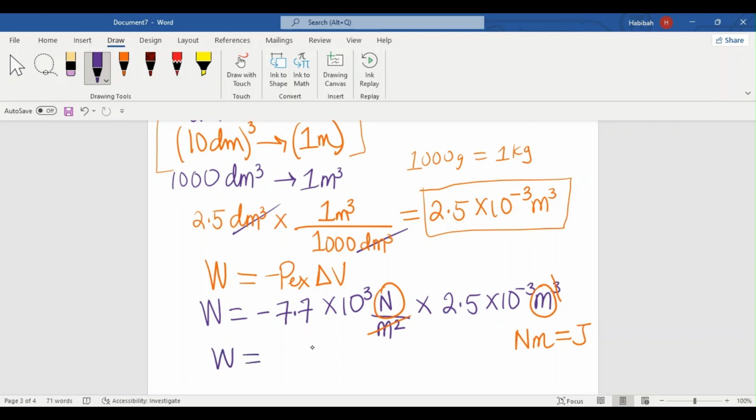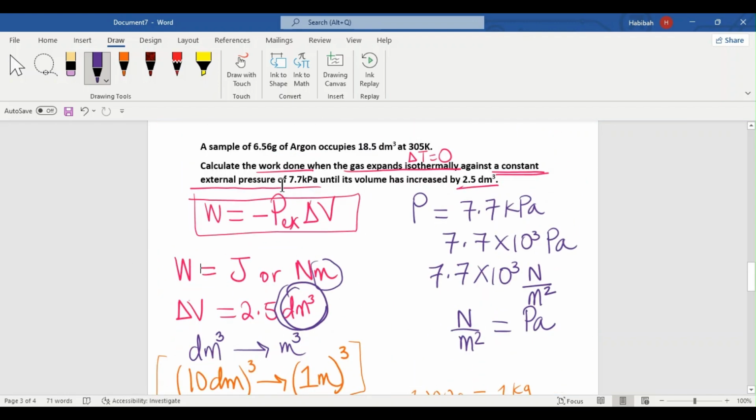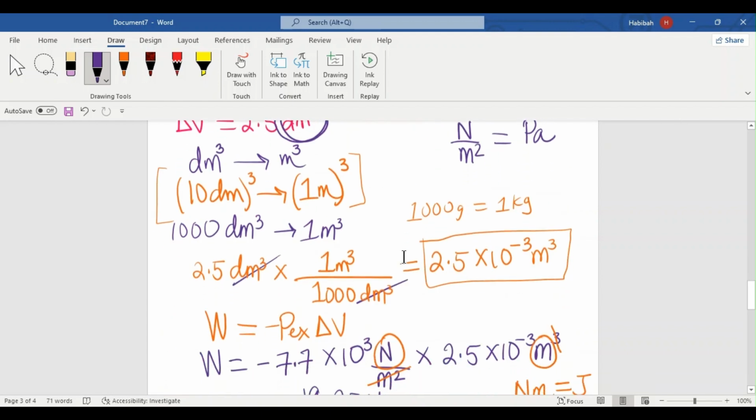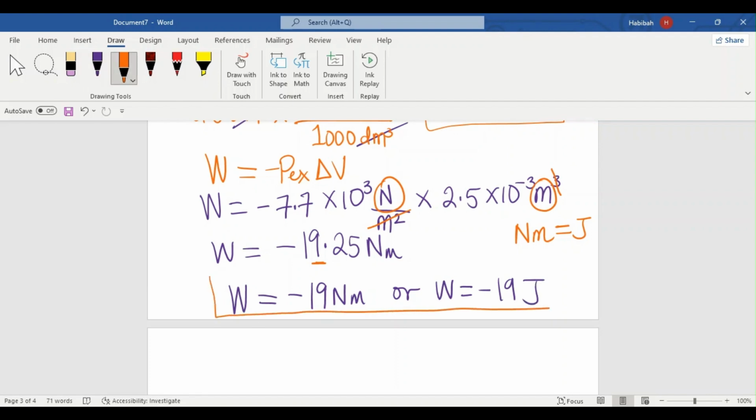So negative 7.7 times 10 to the power 3 times 2.5 times 10 to the power negative 3 would end up giving you negative 19.25 Newton meter. Now, if you look at our question, we would see that the pressure as well as the change in volume is in 2 sig figs. So we have to put our information up to 2 sig figs. So hence, what work done actually is, is negative 19 Newton meter, or work done equals negative 19 joules. So whatever you're using in terms of unit, you can use Newton meter or you can just use joules. So this is basically the answer to this question.